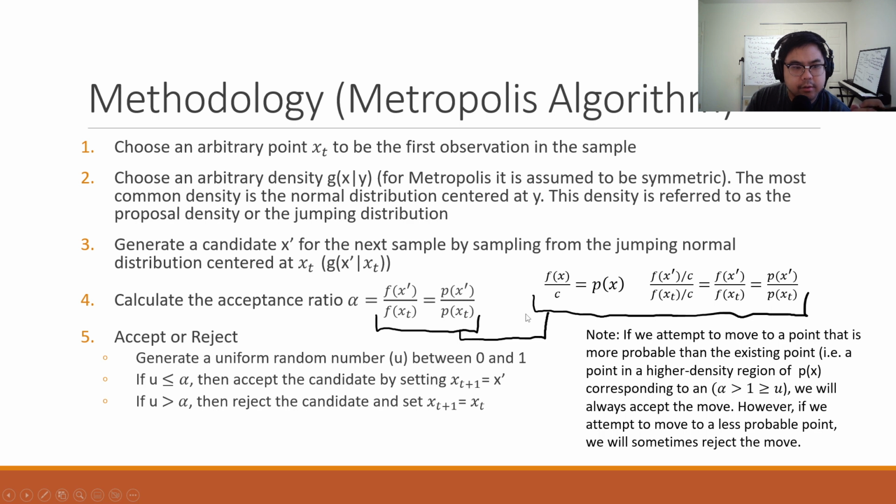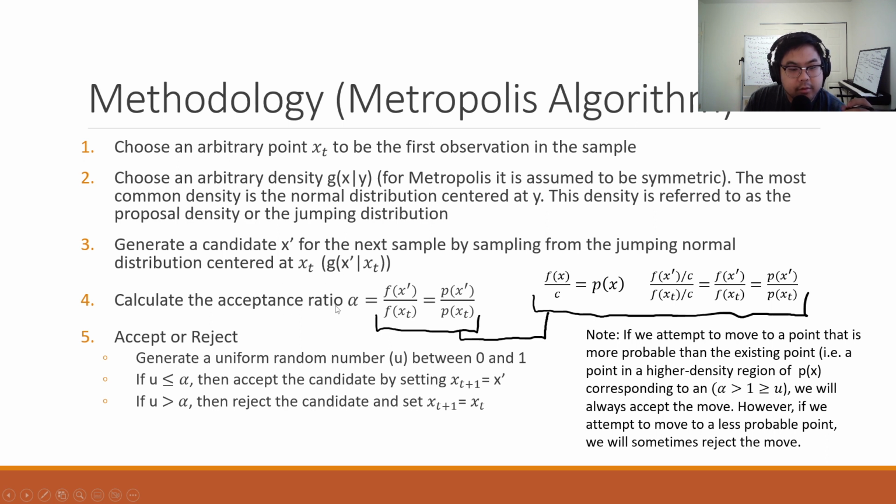So here's the methodology. The first step is to pick an arbitrary point x sub t, and then next we're going to sample from a jumping distribution, g of x given y, where y in this case is x sub t for the first iteration. It's going to be centered at x sub t, and normally this is symmetric, but it doesn't have to be. But for our case, it is going to be. And the most common symmetric distribution is a normal distribution, so we're going to use a normal distribution centered at x sub t for the first iteration. And then we're going to generate a sample from that called x prime. So we're going to sample from this normal distribution centered at x sub t here.